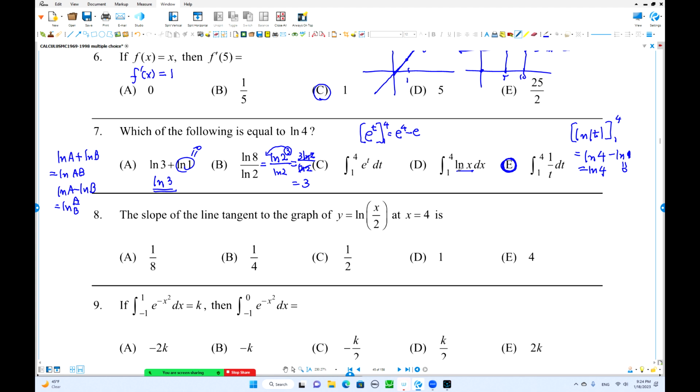But this is not the 4. What is the antiderivative of ln x? So we use integration by parts. Just give me 1 minute. We used this before, integration by parts. Take this one and use u equals ln x, dv equals dx. Then we use u dv and the du.